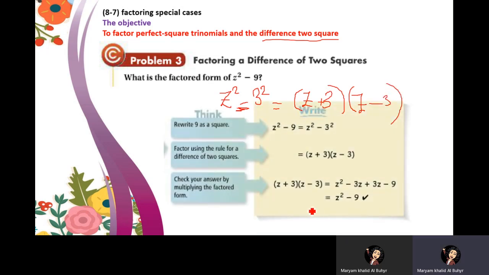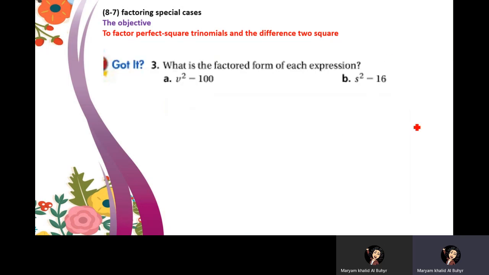Exactly the same answer. If you want to check your answer, you can multiply them again, then you will go back and get the same result. If you see the multiplication here, once you multiply them, you will cancel this one with this one, so you will finally get exactly the same thing that you have.